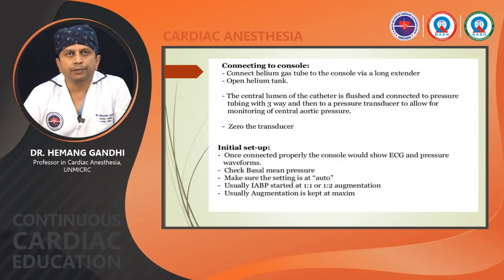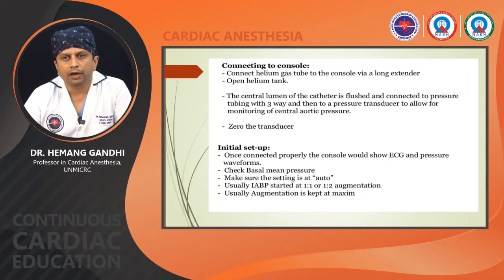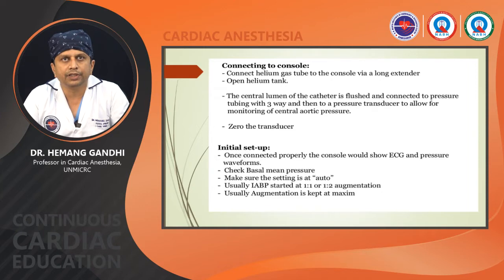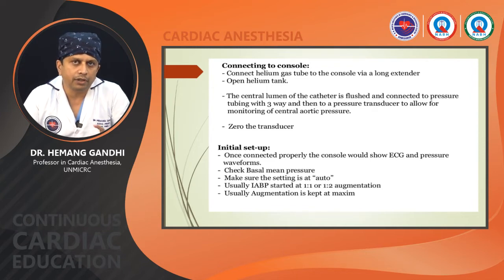After inserting the balloon, the most important thing is to connect this balloon properly with the console. Connect this helium gas tube, one end to the catheter and the other end to the console, from where the helium is moved in and out, and at the same time open the helium tank. And the other connection of the catheter is the central lumen, which is attached with the three-way stopcock and then connected with the pressure tubing to the transducer, and properly aspirate it and remove all air and do the de-airing of that line, and then zero the transducer. So we will now get the arterial line trace on the balloon monitor.